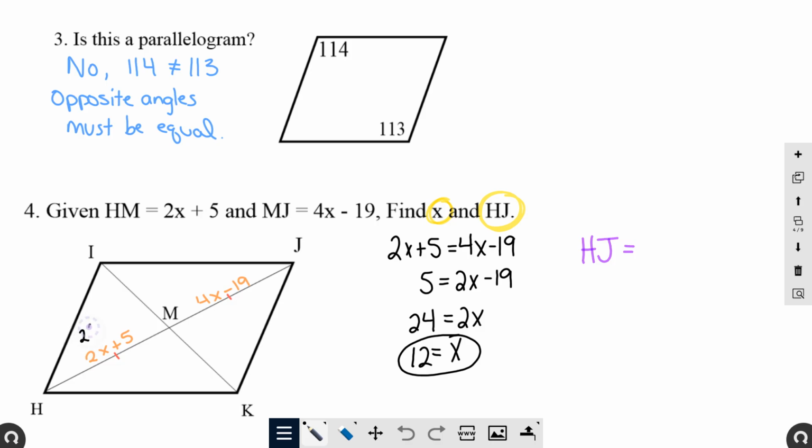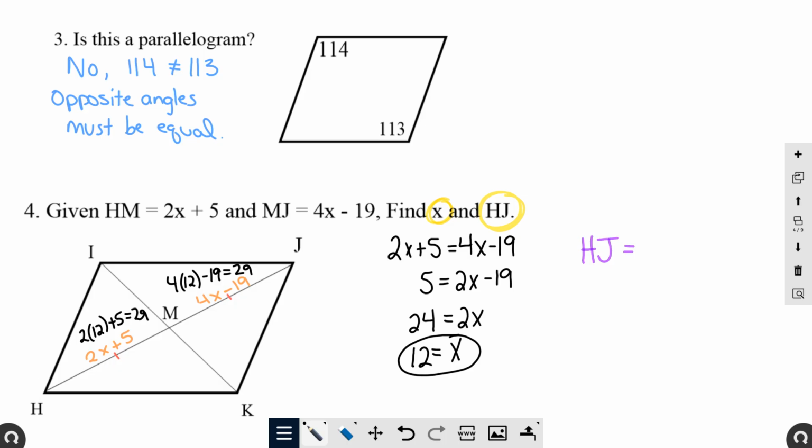What is 2 times 12 plus 5? 29. And then we could also plug it in this one. 4 times 12 minus 19 is 29. And these should be equal, right? They should be the same because the parts of the diagonals are equal.